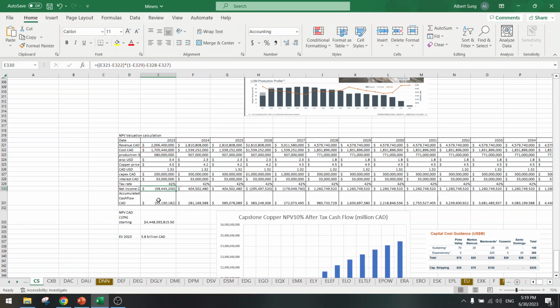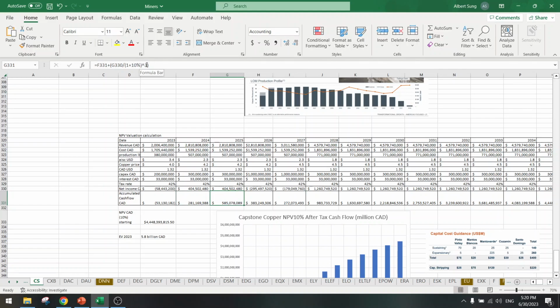And then we take the net present value of that net income. And that's a special formula. So what you do is you take the net income divided by 1 plus the discount rate, 10%. And then you do times 1 for this first cell. Here you do times 2.